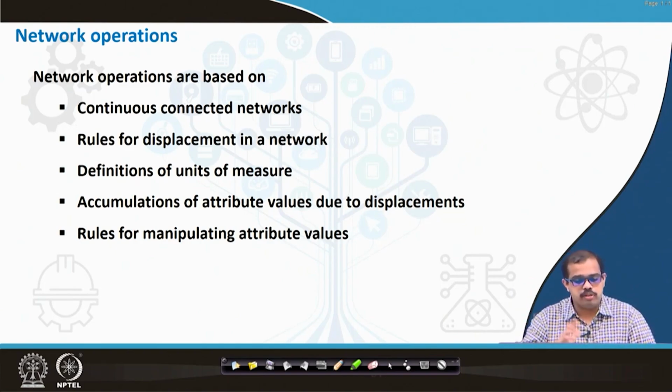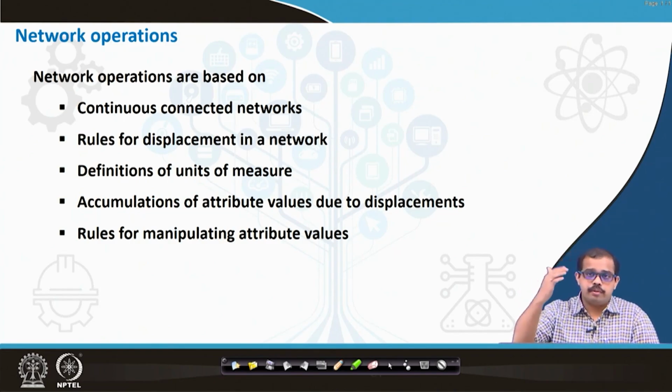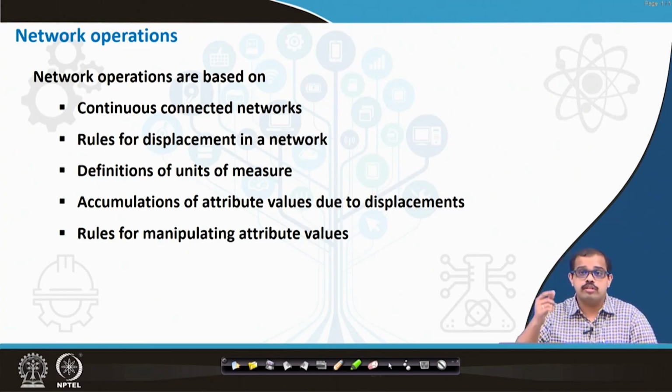Accumulation of attribute values due to displacements. There may be a large amount of displacement or new replacement that would have happened over a period of time. So, there may be a large number of attribute values. So, look at those attribute values and then do a network operation.